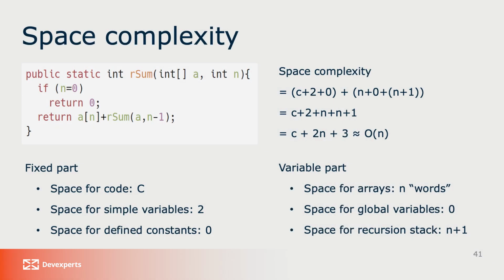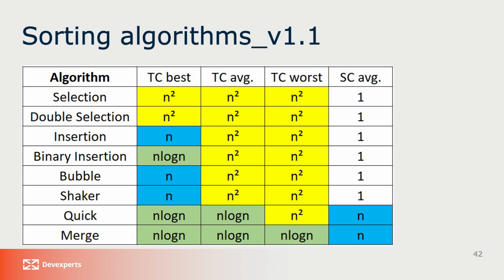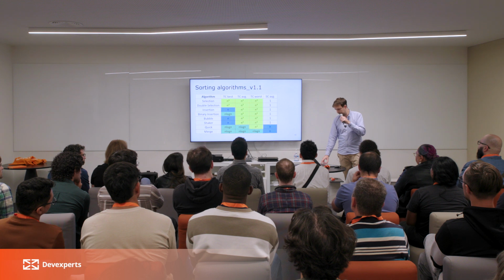We can see now the sorting algorithms with average space complexity. Almost all of them will be 1 because they don't introduce any recursion or any data structure, so it's going to be only 1. But quick and merge, as they introduce a new data structure that will always save n values, will have a space complexity of O of n.